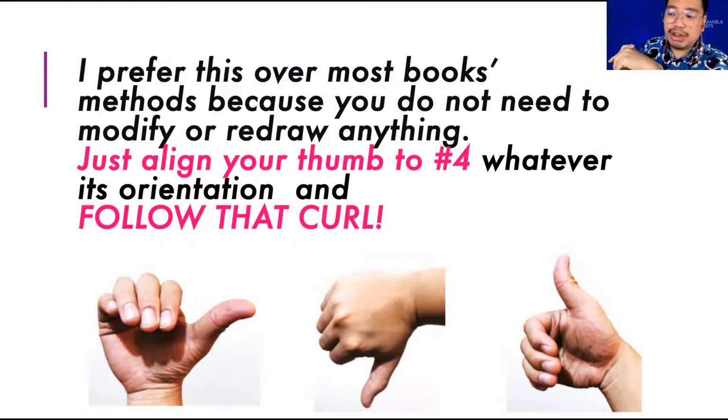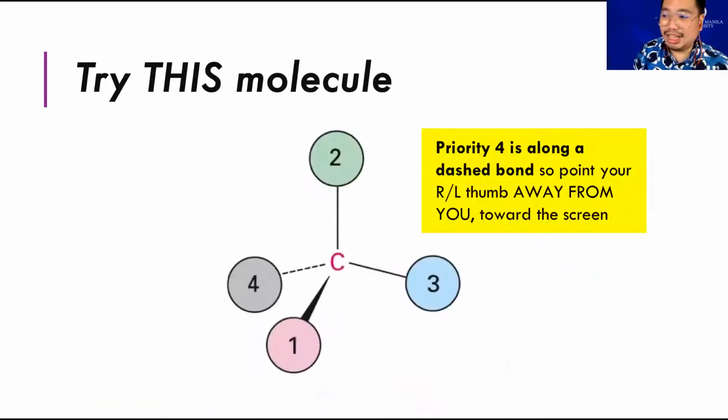And so if the fourth priority is not going towards you, then you simply point your thumb in a different direction. If the fourth priority is going to the left or to the right, then point your right thumb to the right or to the left. Point your right thumb up, point your right thumb away from you. It's so simple. Okay? So look at this example here.